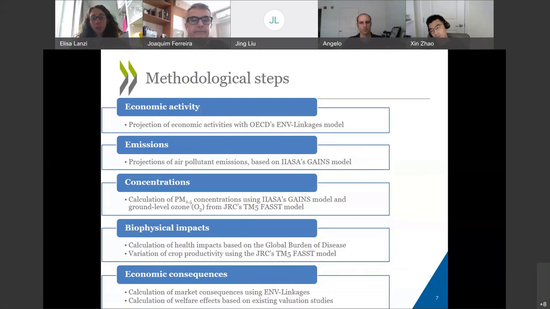Now, the last step is to look at the economic feedbacks, and that is done within the OECD ENV-Linkages model. So we are looking at how the biophysical impacts of air pollution on health and crop productivity affect economic growth within ENV-Linkages. Additionally, we also look at the welfare effects of air pollution, and specifically we attribute an economic value to the premature deaths and the cost of pain and suffering from air pollution related illnesses. So that part we do as a calculation outside the ENV-Linkages model.